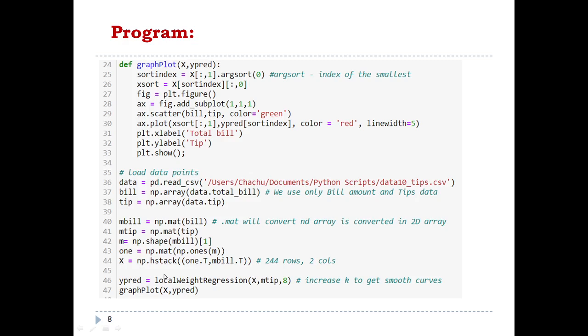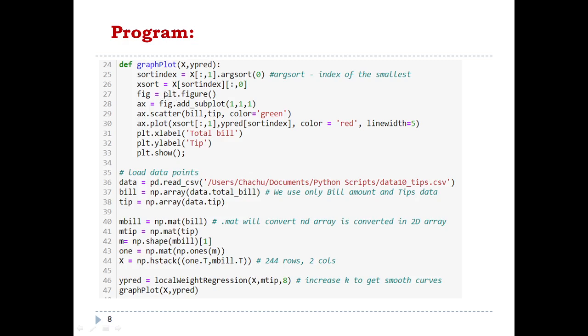And then once it gets the predicted tips amount, the graph plot function is going to plot this. So here the input parameters are the bill amount, the tips amount, and the predicted tips amount. Now we'll see how this graph plot function is going to plot the graph. First it will take the bill amount, only the first column of it, and arrange these values from the smallest to the largest, in ascending order. Then again it is going to sort this.